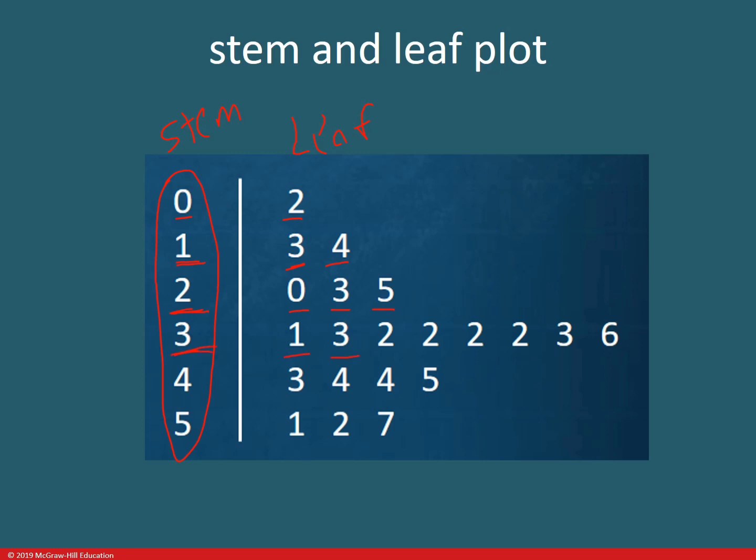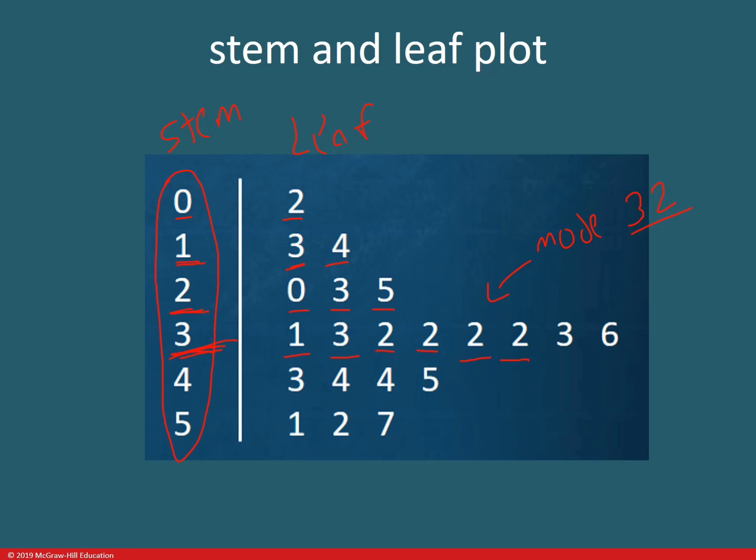I have a 31, a 33, a 32, another 32, another 32, and another 32. So you can tell that 32 is the mode. That's all it is. You take the tens digit and put that as your stem, and then the leaf is your ones digit, and you've got yourself a stem and leaf plot.